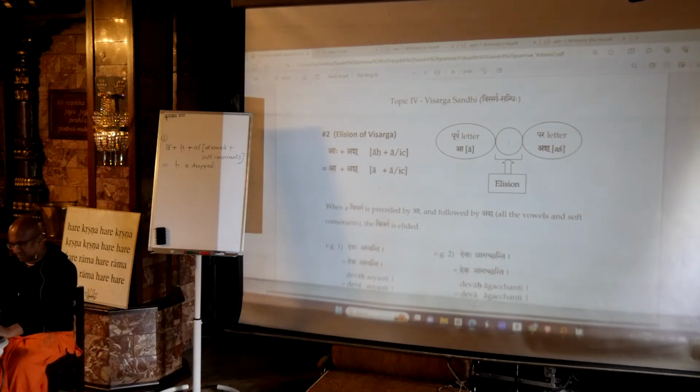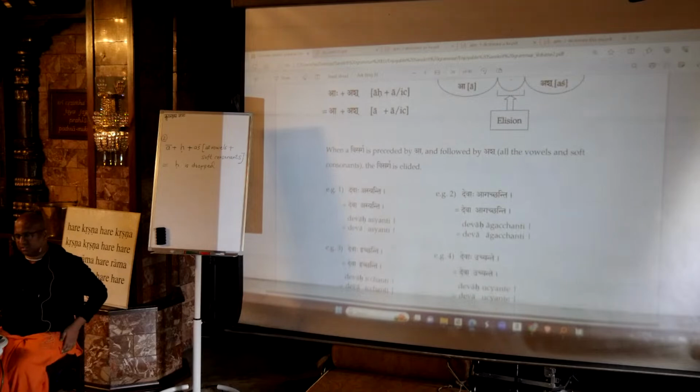So see the example. Devaha plus asyanti. Yes, Devaha plus asyanti. Before Visarga, what is the vowel? Yes, after Visarga, what is the vowel? Akara. So does it fit this criterion? Yes. So what will happen here? So the Visarga drops, then it remains Deva Asyanti.